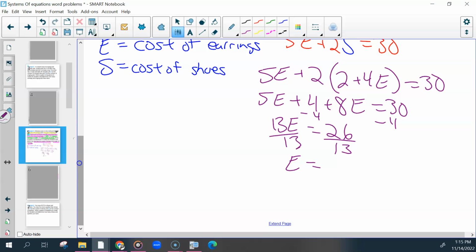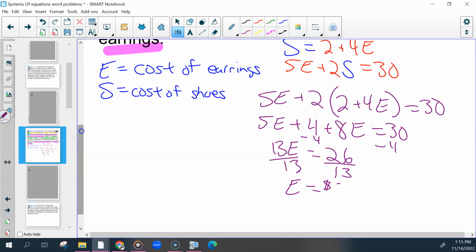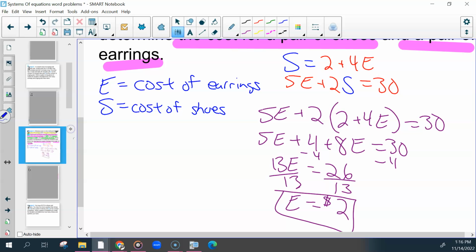To what? What are we looking for? E represents $2 per gram cost. Yes. Great, so we have our cost for E. We need to go back and find our cost for S. So the equation that we found at the beginning, we're going to use that equation. So S equals 2 plus 4 times 2.